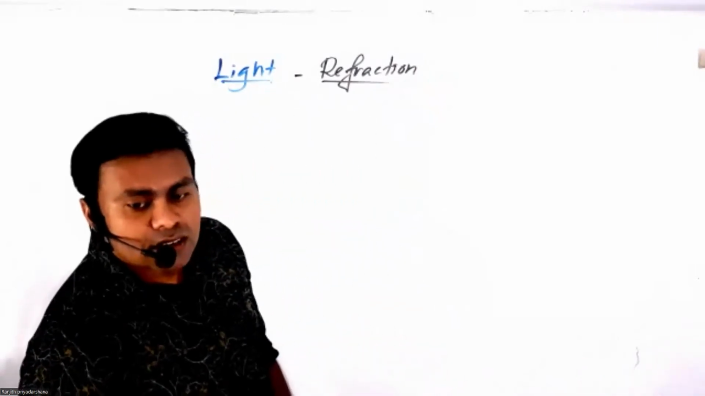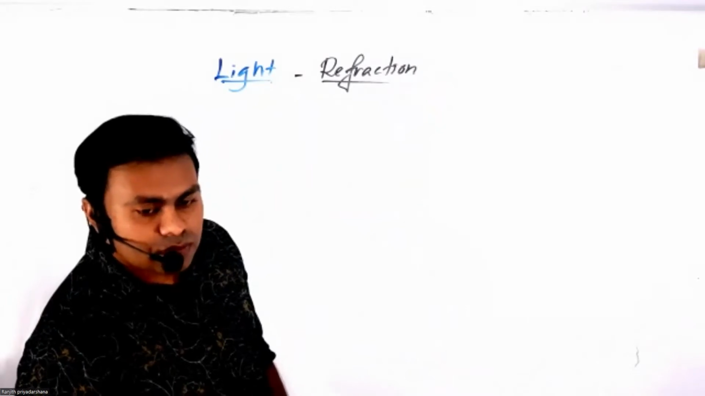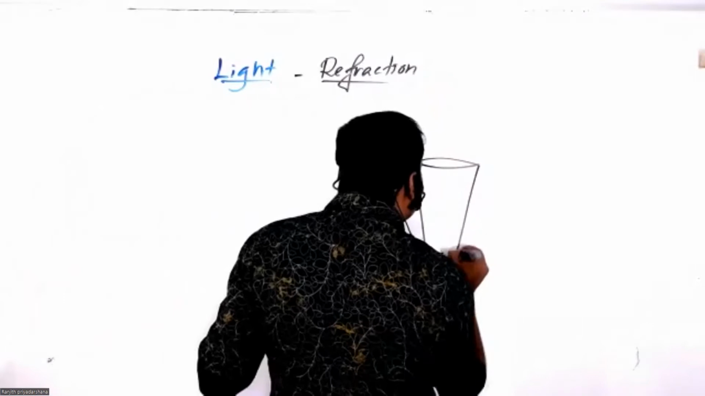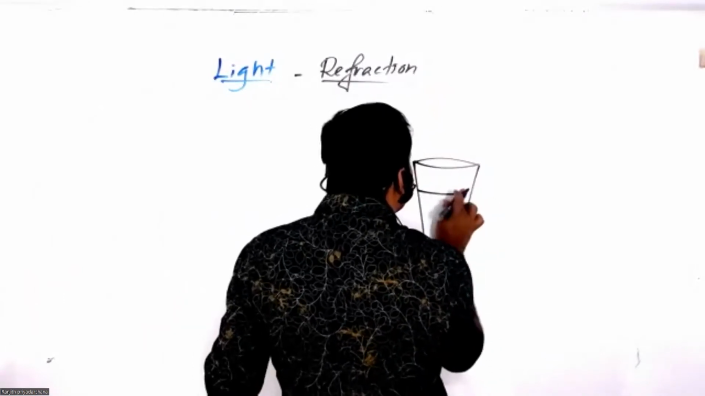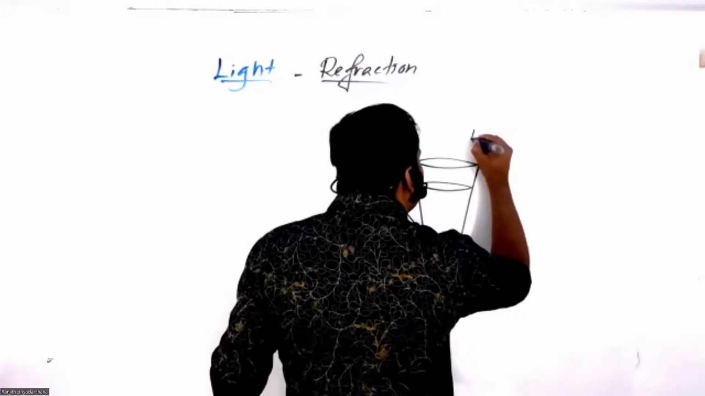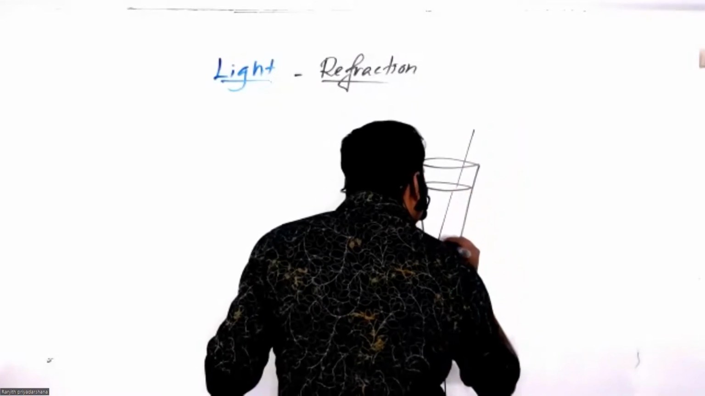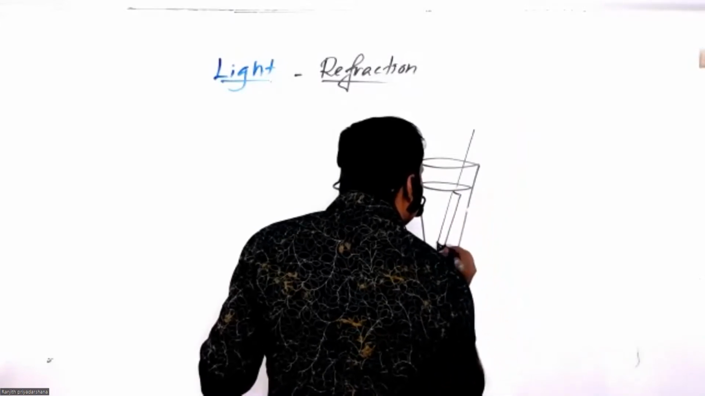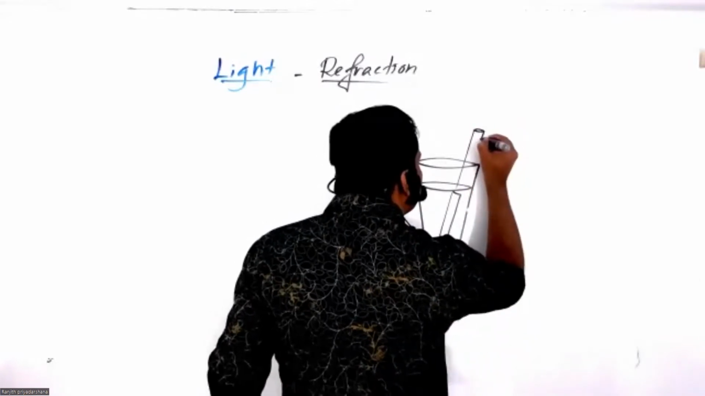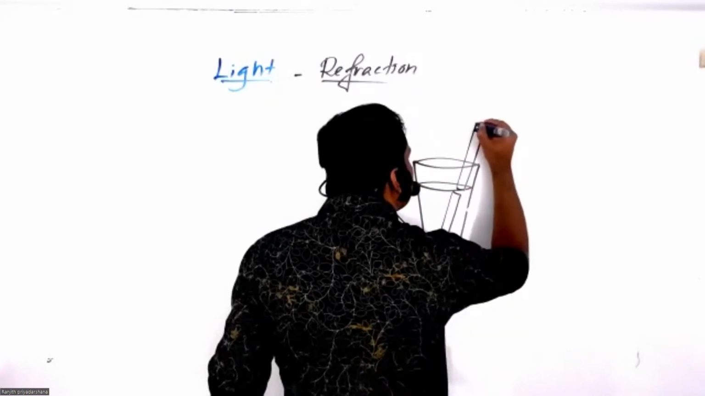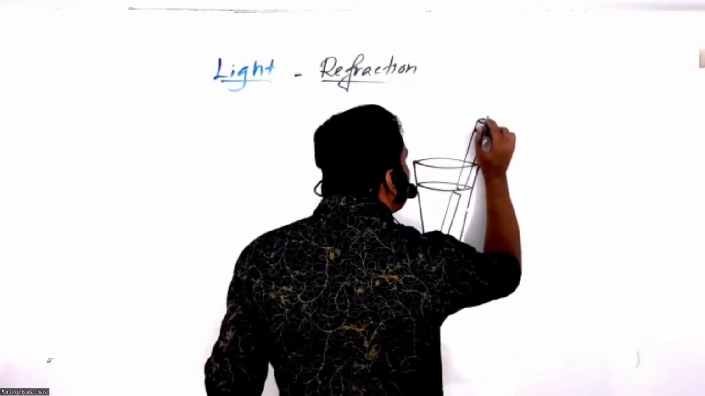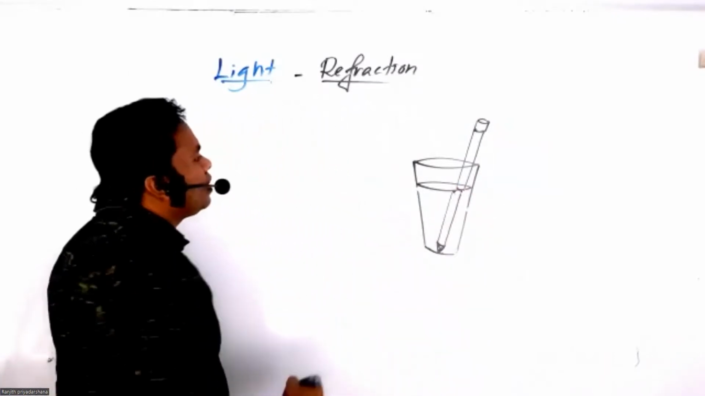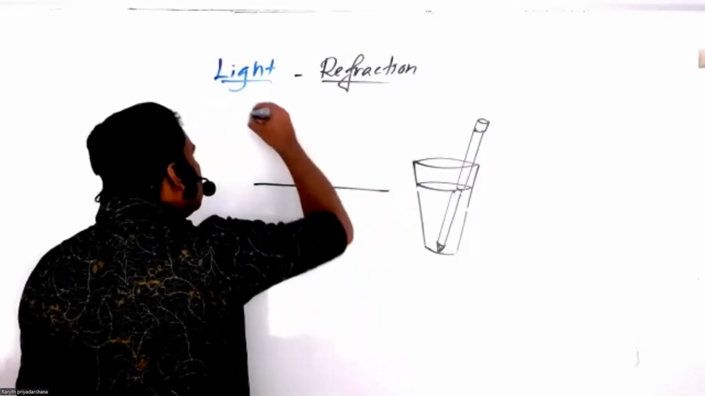It seems to be bent. One of the best examples: when you put your pencil or your pen into a glass of water, that pen or pencil appears to be broken. Have you ever experienced that? Yes, sir. Okay, so it appears to be broken. That's because of the bending of light when it travels from one transparent medium to another transparent medium.